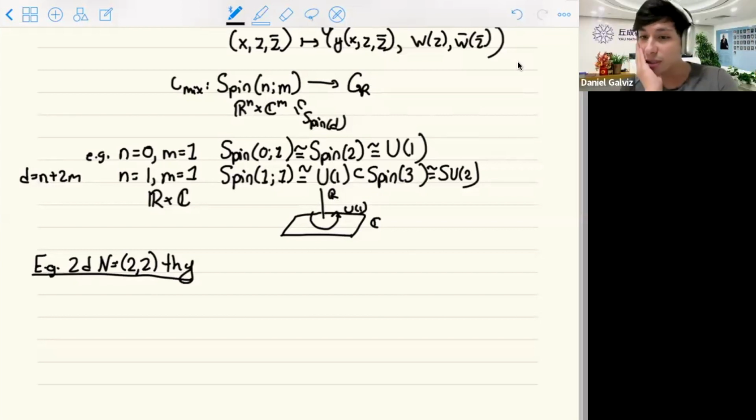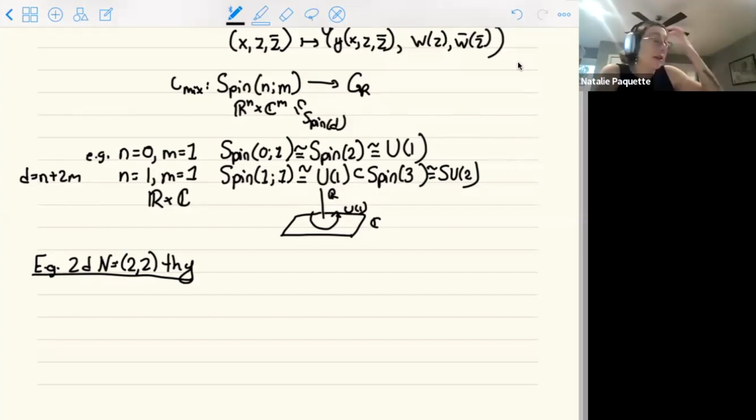Okay, there seems to be one in the chat. Do I expect topological twists to be defined on every manifold or just spin manifolds? Oh, good.